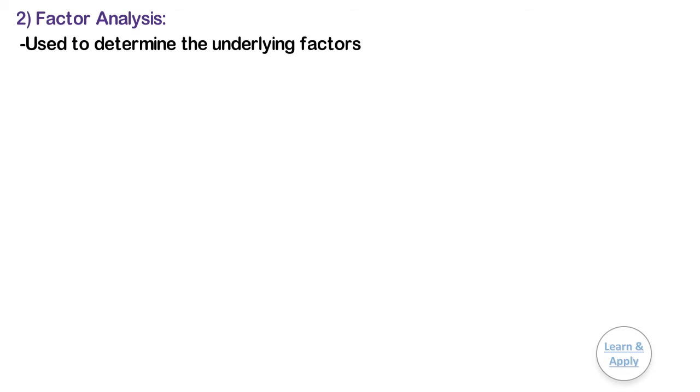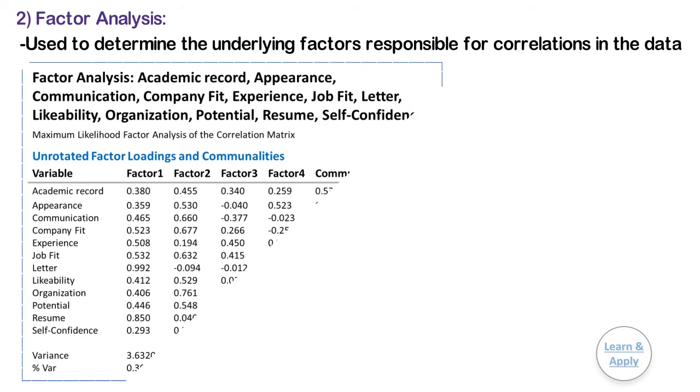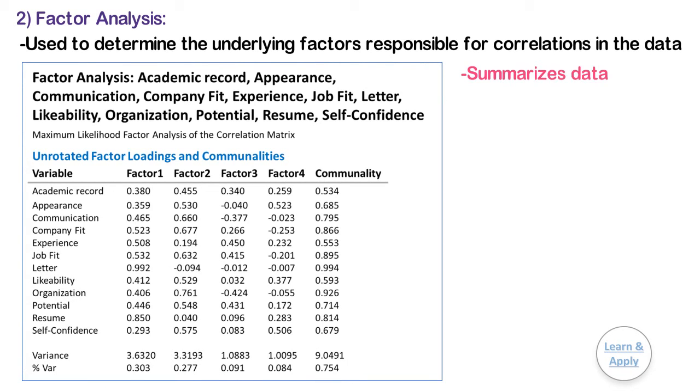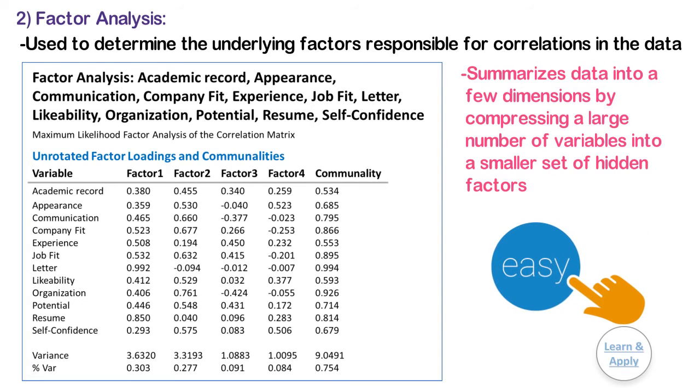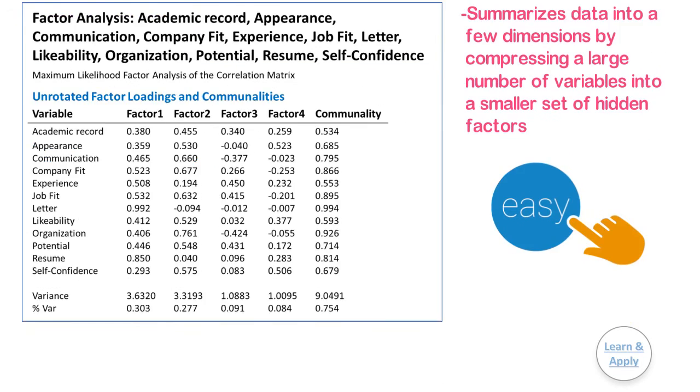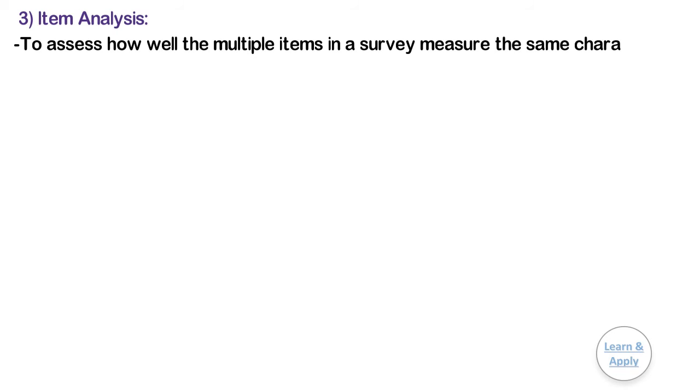2. Factor analysis. Factor analysis is used to determine the underlying factors responsible for correlation in the data. Factor analysis summarizes data into a few dimensions by compressing a large number of variables into a smaller set of hidden factors that you do not directly measure or observe, but which may be easier to interpret. 3. Item analysis. Item analysis is used to assess how well the multiple items in a survey or test measure the same characteristic.